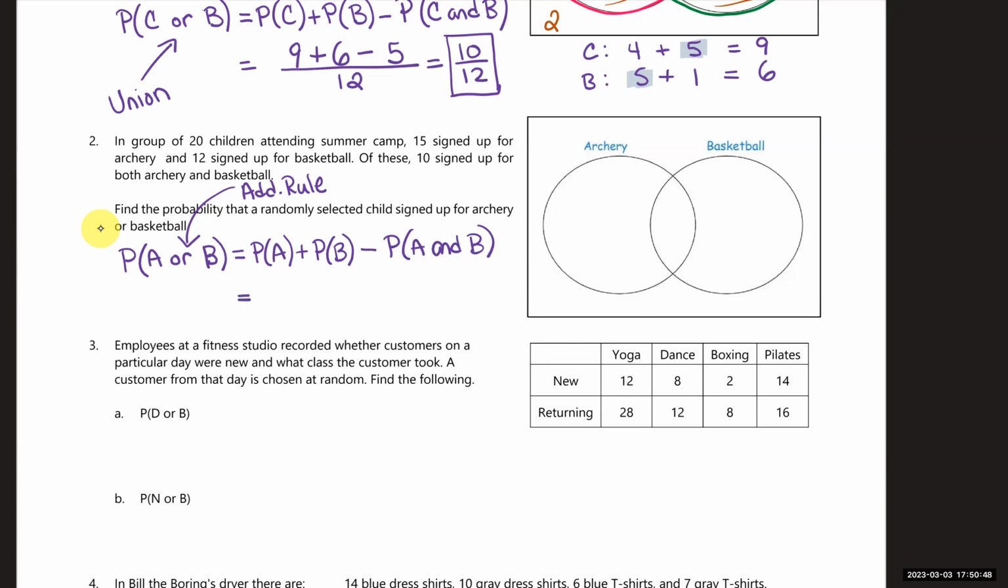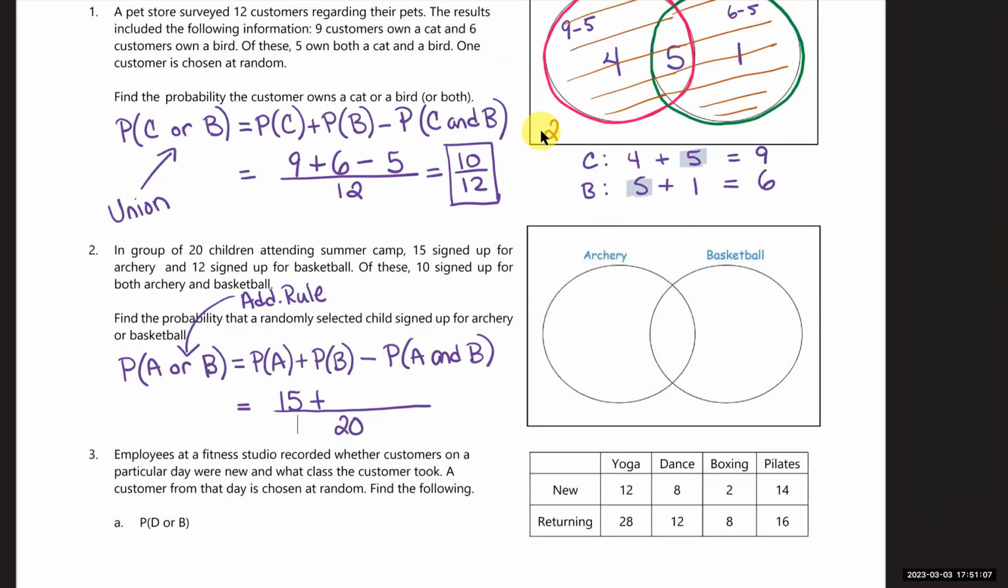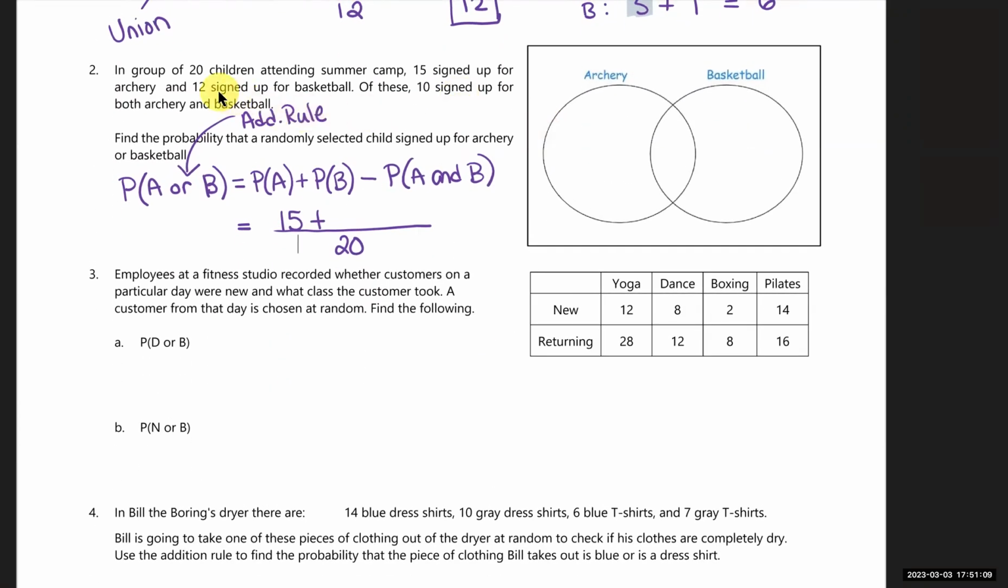All right. So even without the Venn diagram, I can just use this given information and say we have 20 people. If I take everybody that signed up for archery, there were 15 people plus, so union plus, I'll take everybody that signed up for basketball, and that's 12.